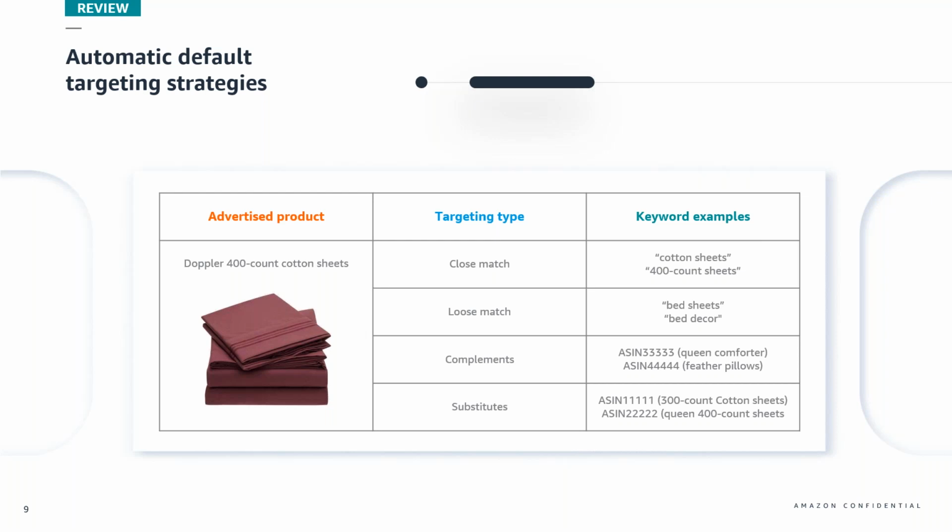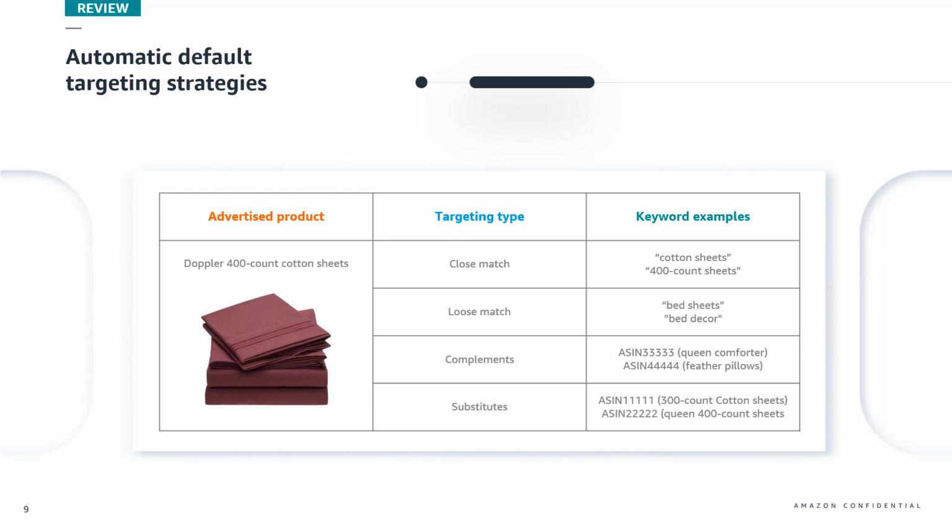With complements, the targeting includes ASINs that are complementary to the advertised product, like comforters or pillows, since those are complementary to the sheets. And finally, with substitutes, your targeting will include ASINs that are similar to yours. For example, another sheet you sell or a similar sheet from another brand will be under substitutes.